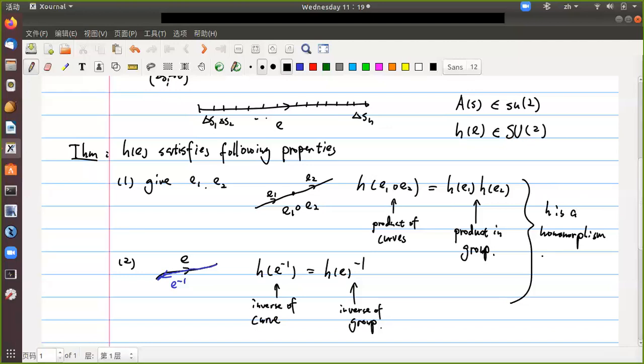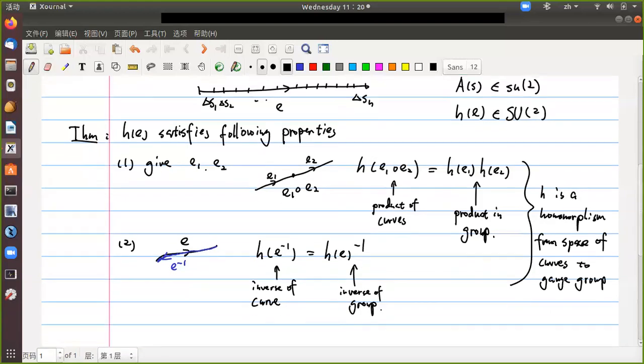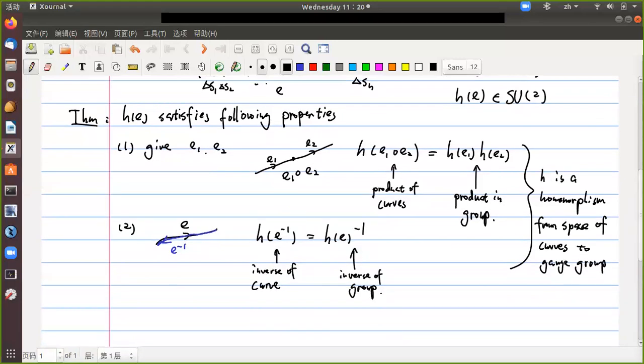from the space of curves to the gauge group. Okay, so this is the mathematical description of these two properties. But if you don't care about this mathematical language, you can just view this as a property of how the holonomy transforms if you compose the curves, and also if you reverse the curve.